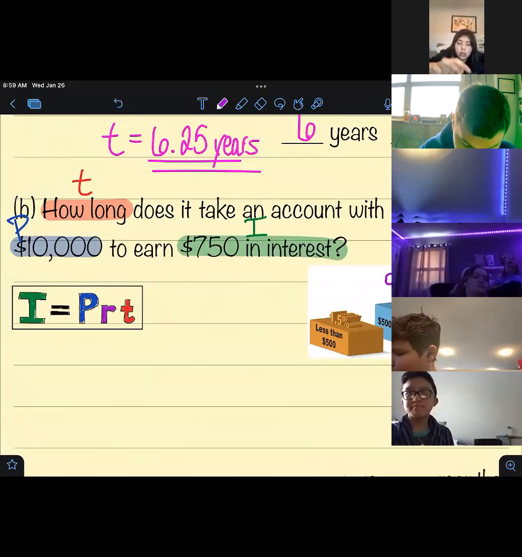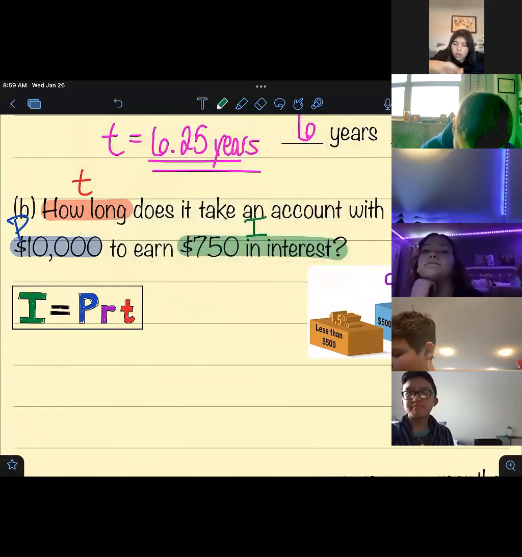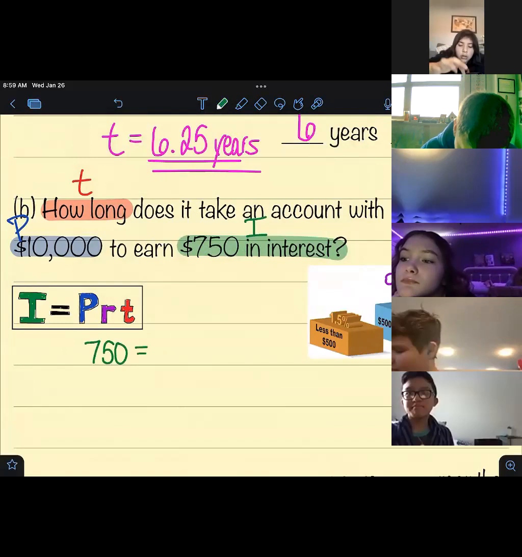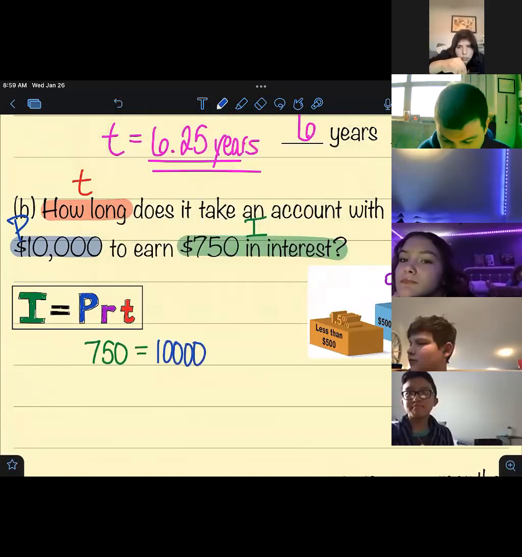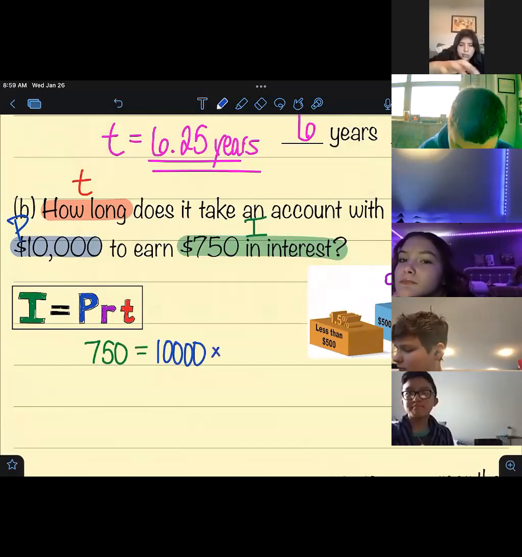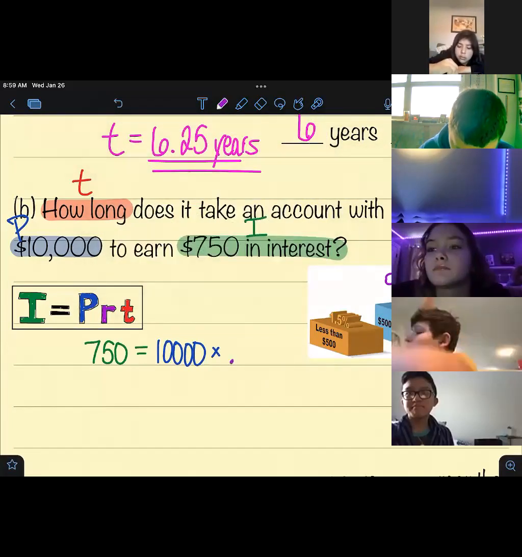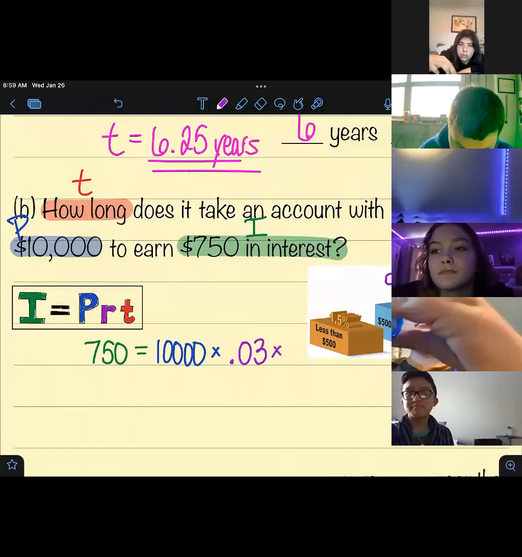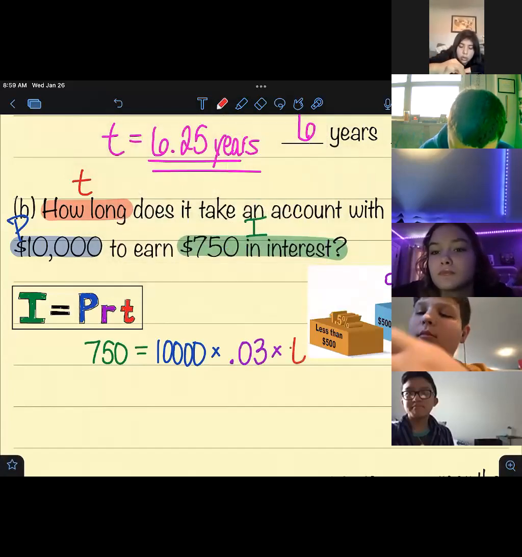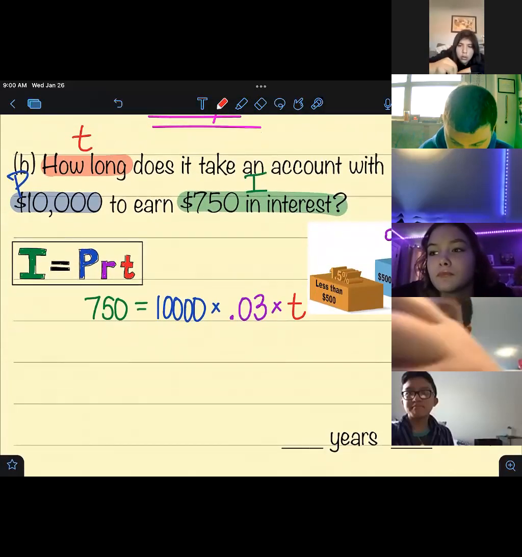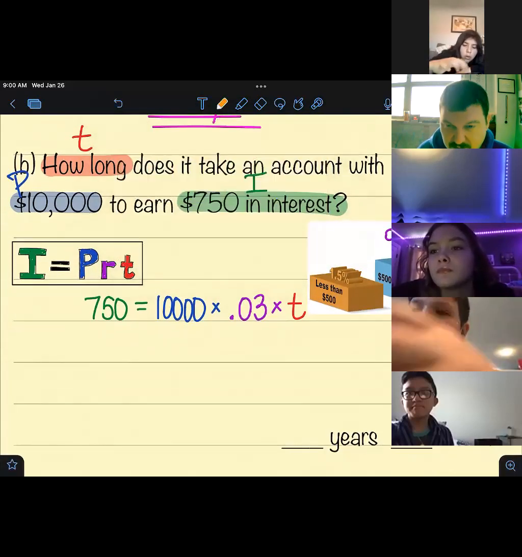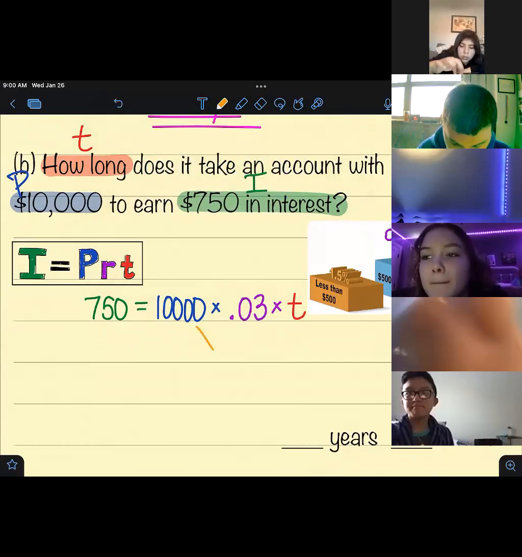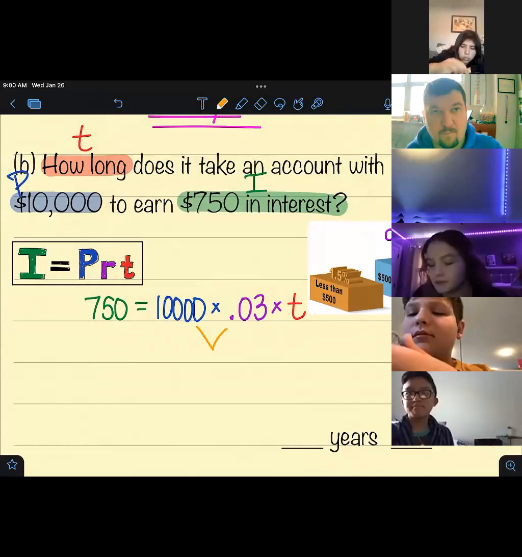Okay, so we have our R, and we have P and I, but we don't have T. So we've got our equation: I, or 750, equals P, 10,000, times R, or 0.03, like Parker said, times T. And so let's go ahead and multiply the two numbers that we do know. Frank, can you multiply 10,000 times 0.03 and tell me what you get?